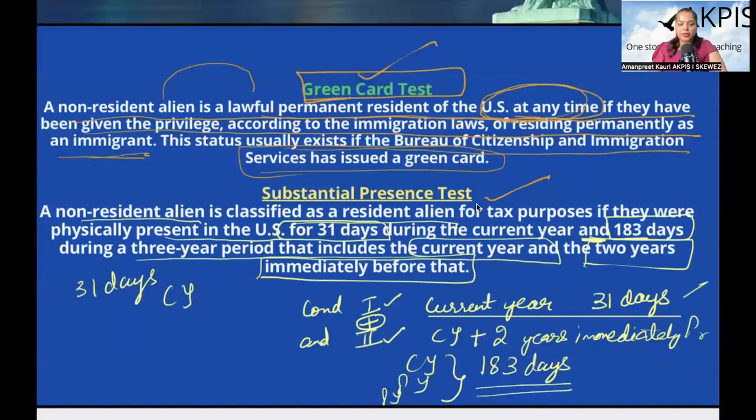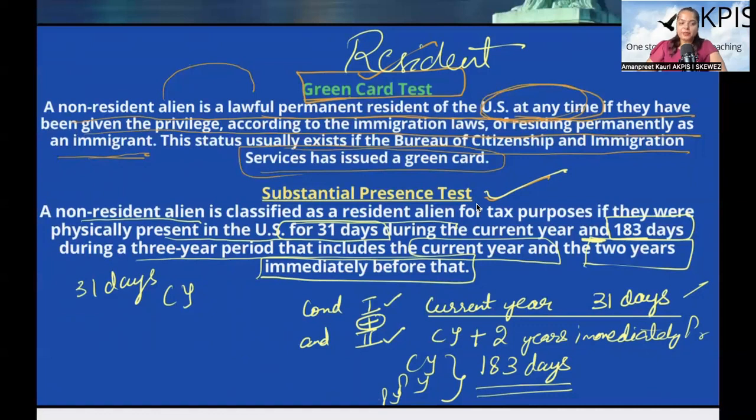So in that very particular situation, you will be referred to as a resident alien because you have satisfied the substantial present test. That means either of the two tests, either the green card test or the substantial present test, you will be referred to as a resident alien. And if you're a resident of the US, you are supposed to pay tax on your entire worldwide income, whether it is earned in the United States of America or even outside the US. So that is the point to be noted.